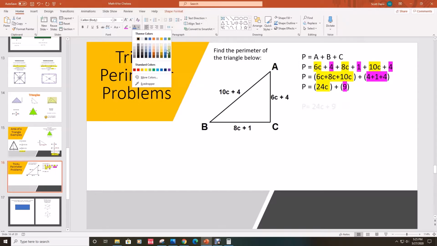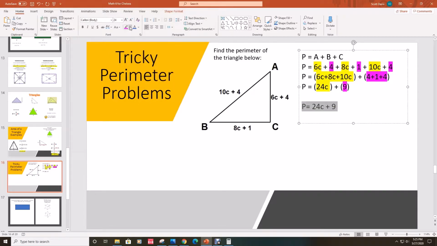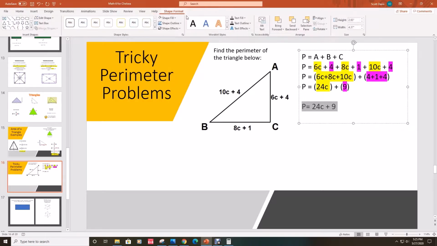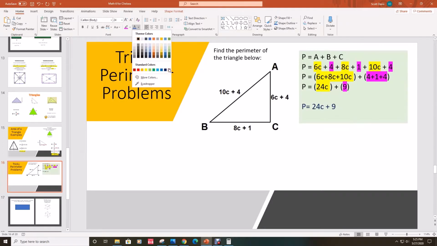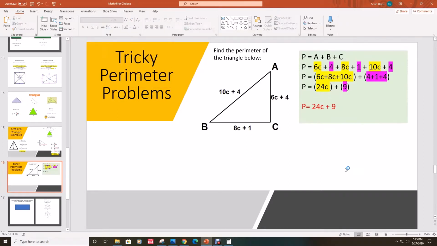I mean, there's nothing else we can do with it. And it seems a little funny because we have this thing sitting there that looks unfinished, but you can't add things together that are not supposed to be added together, right? So the perimeter of this tricky triangle below is 24C plus 9. And let's make that stand out with red.